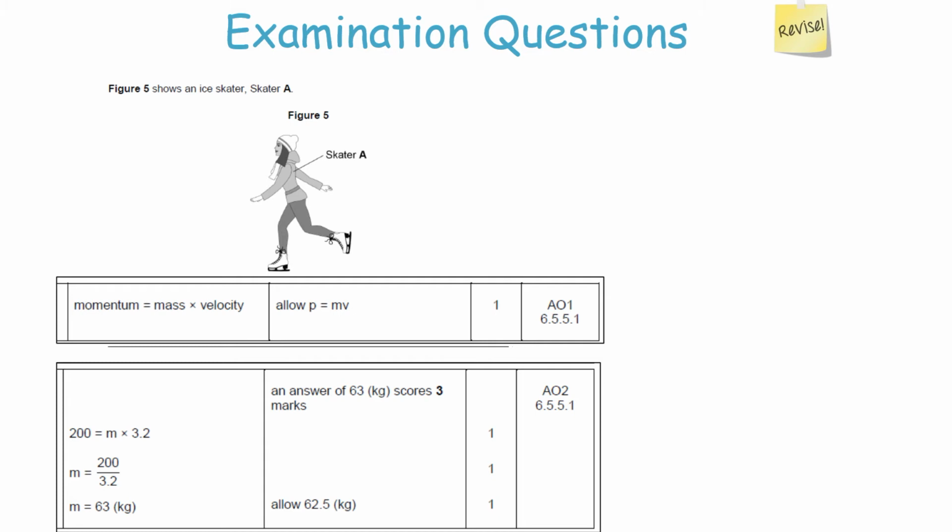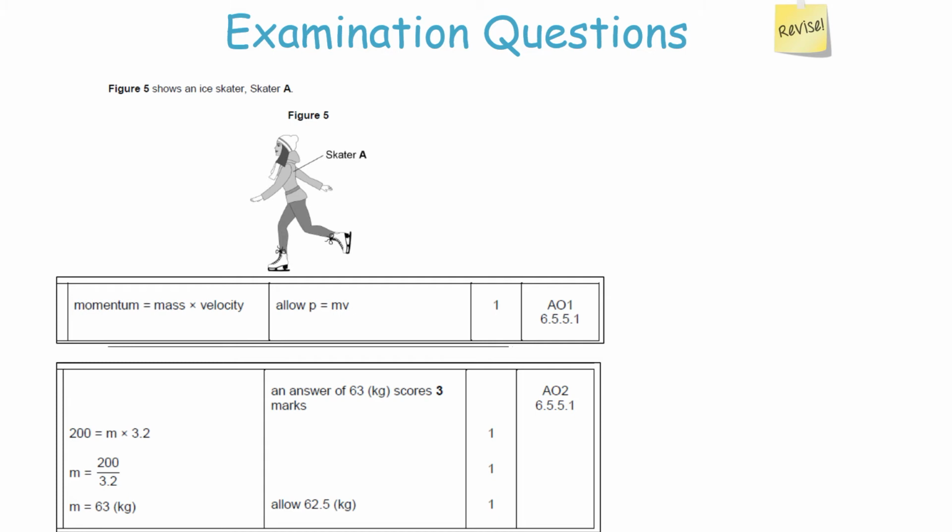So m is equal to 200 over 3.2. It's over 3.2 because on the other side of the equals, it's a times. So when you go from one side of the equals to the other side, a times will become a divide and vice versa. So it's 200 over 3.2, so you get 62.5, which rounds to 63 kilograms.